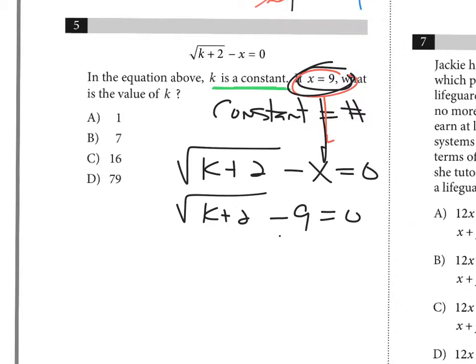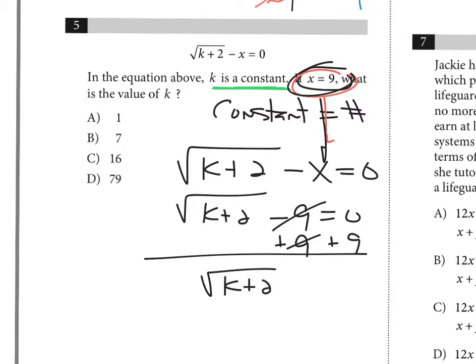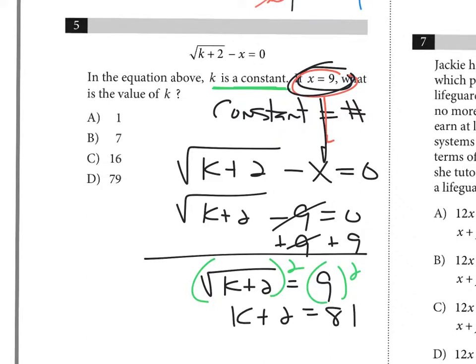And the way you solve radical equations is you try to get the radical by itself. So here we're going to add 9 to both sides. The way you get rid of a radical is then you square both sides of the equation. So here we're going to have k plus 2 equals 81. When we subtract 2 on both sides, k is equal to 79.